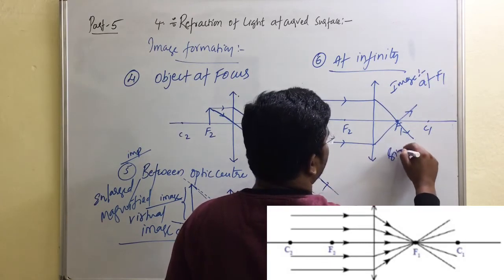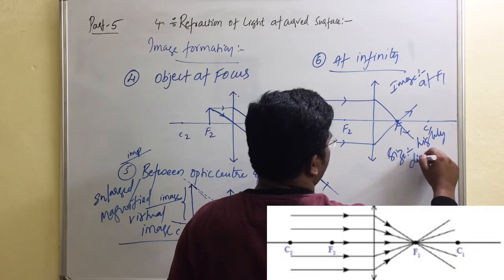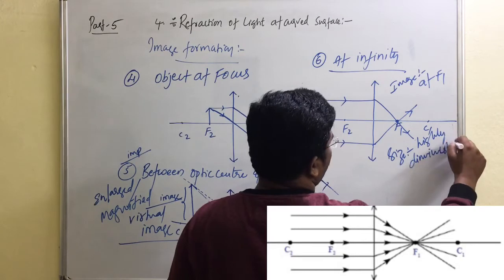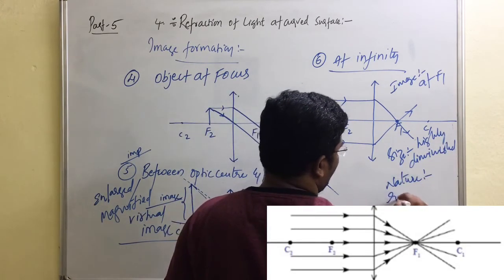So what will be the size? Yes, it is highly diminished. We get a highly diminished image. And the nature? Yes, it is real and inverted.